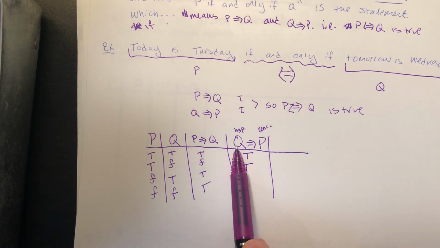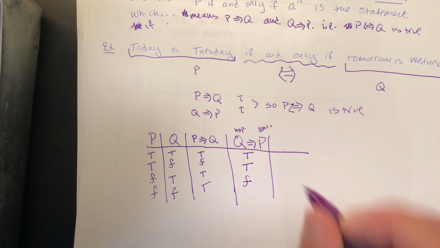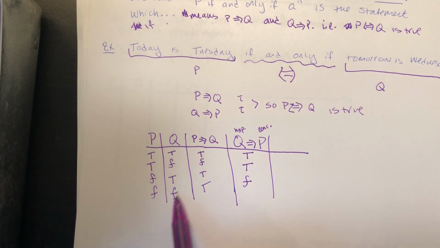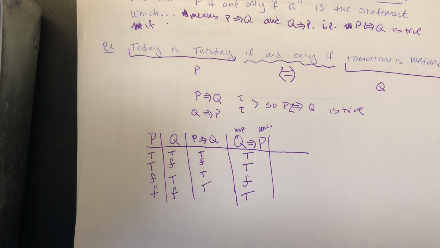In the third case, our hypothesis is Q, that's true, and our conclusion, P, is false. We said if you have a true hypothesis and a false conclusion, the whole thing is false. And finally, in the last case, the hypothesis Q is false, so the entire statement is vacuously true.